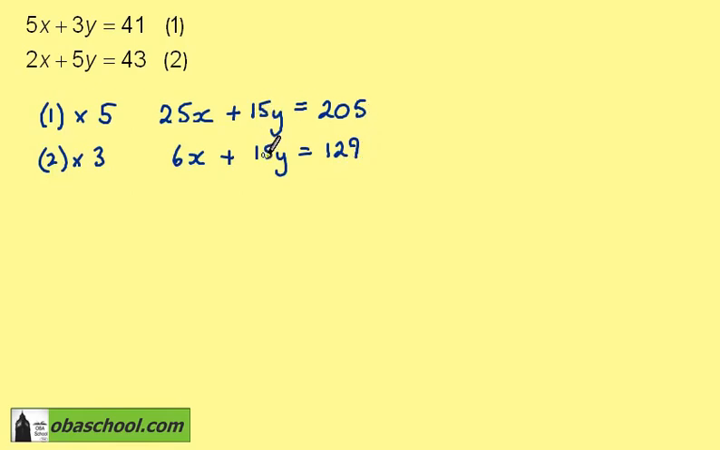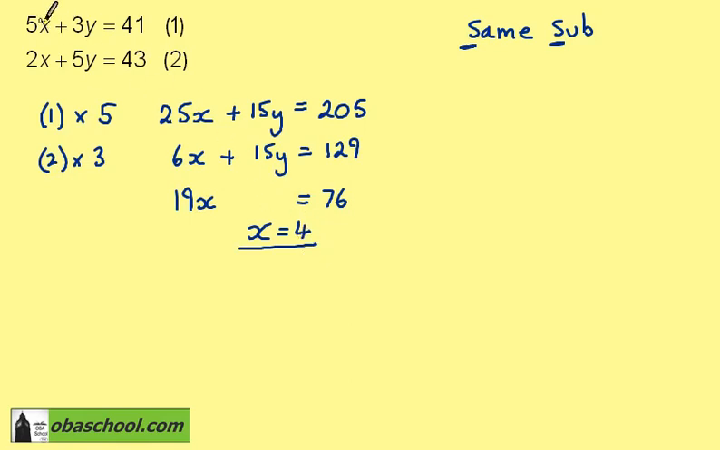We now have the same number of y's, and the signs are the same. If the signs are the same, we subtract our equations. Therefore, we get 19x, the y's disappear, and 205 take away 129 gives us 76. Divide both sides by 19, then x is 4.